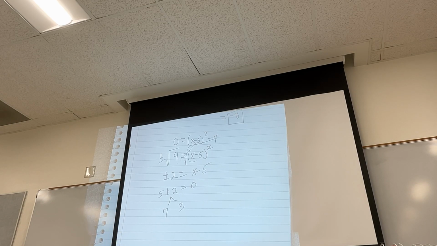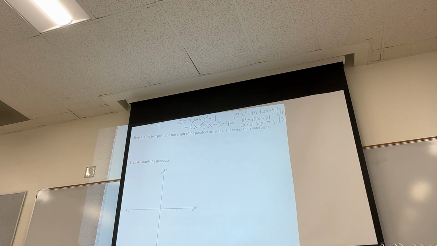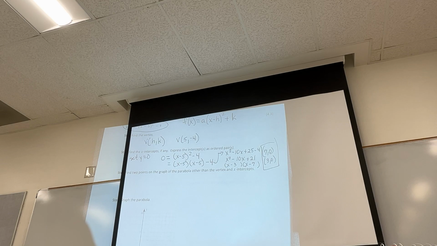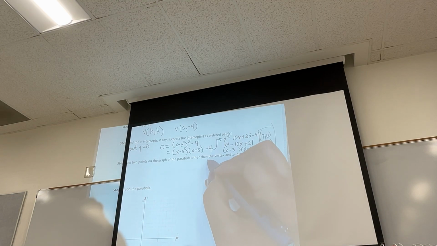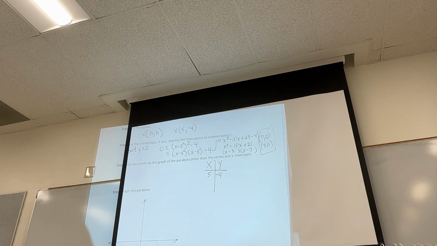Well, I want you to practice your factoring, but that's fine. Okay, we got our x-intercepts. We wrote them as ordered pairs, yes? All right, what's step 3? Find 2 more points other than the vertex and the x-intercepts. So what I suggested to my students was to draw a table. And we know one point is (5, negative 4). That's our vertex, yes? We found the 2 x-intercepts, (7, 0) and (3, 0). They're asking us to find 2 more points that are not those 3.